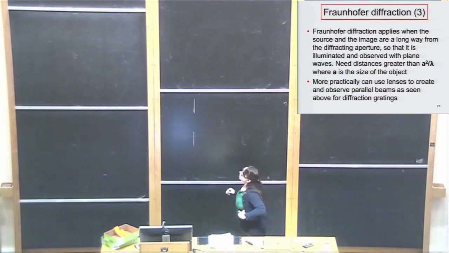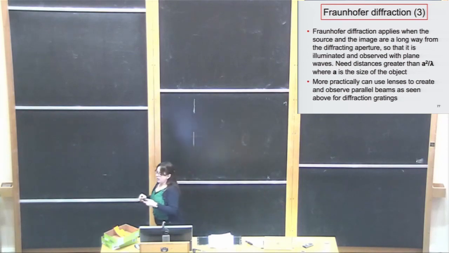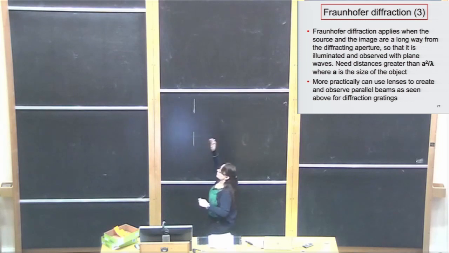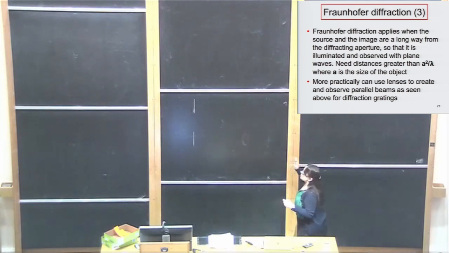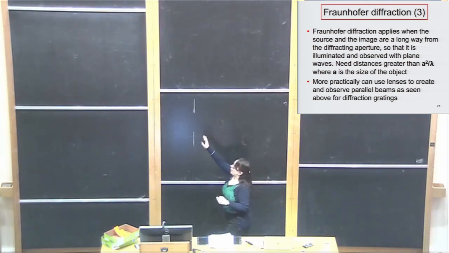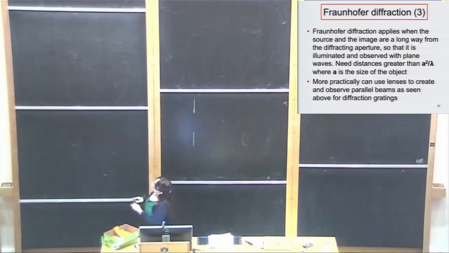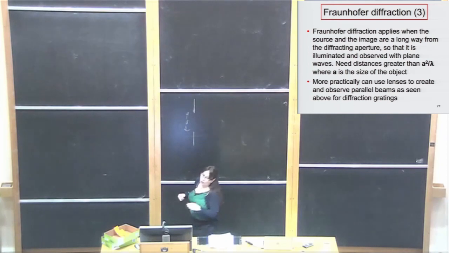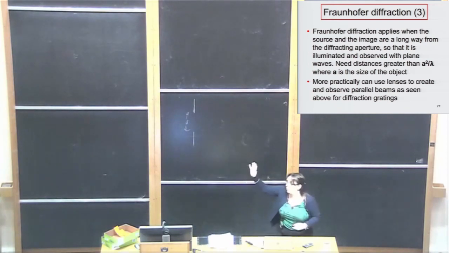I then mentioned that the easiest way to get into the Fraunhofer regime is when your light source and your image are at large distances from the diffracting aperture. In particular, you need distances greater than a squared over lambda, where a is roughly the size of your diffracting aperture. And I did an optional proof to hopefully convince you where that comes from, otherwise it looks like it's just plucked from nowhere.